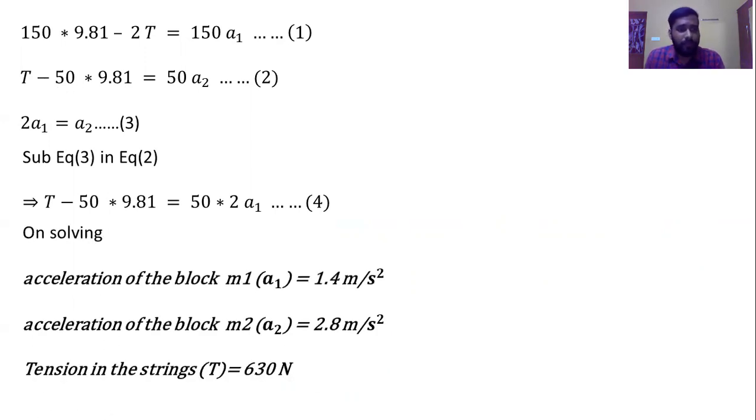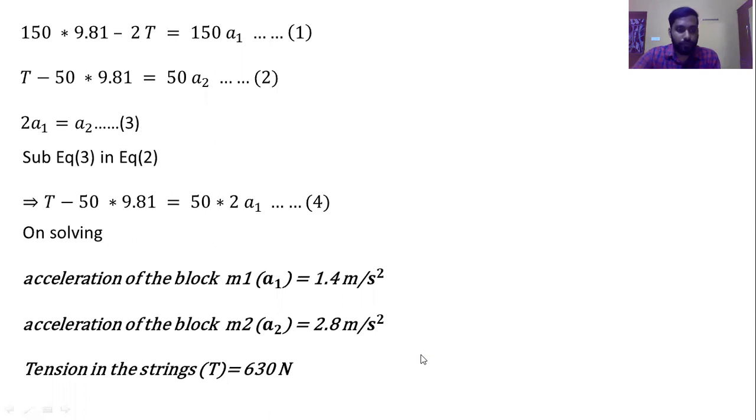Anyway, on solving, the acceleration of block M1 is 1.4 meter per second square. The acceleration of block M2, that is A2, is equal to 2.8 meter per second square, and the tension in the string is 630 Newton. So that's our final answer. So with 3 equations and 3 unknowns, just solve and get the answer.